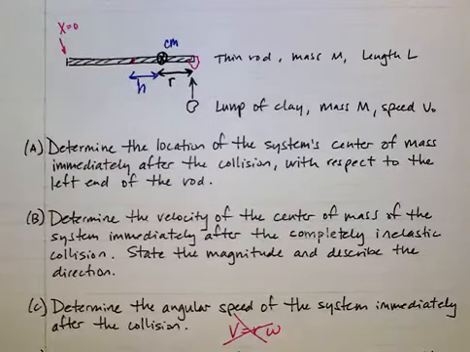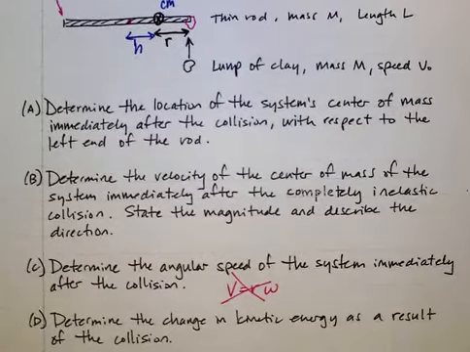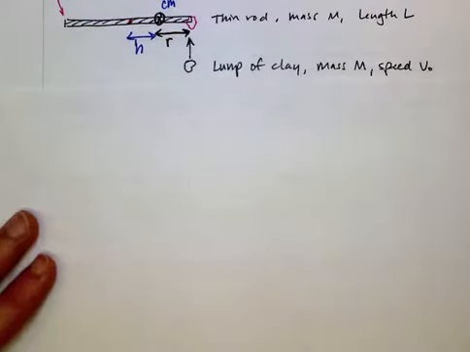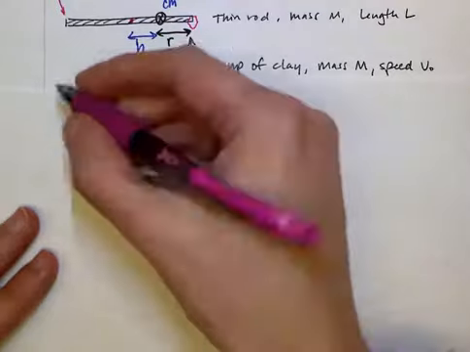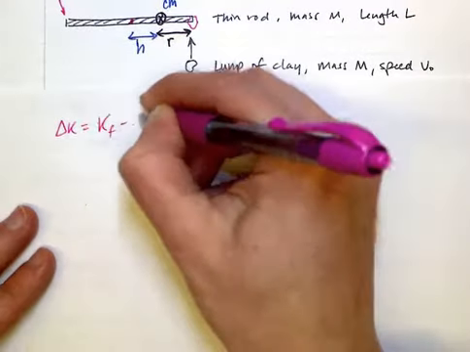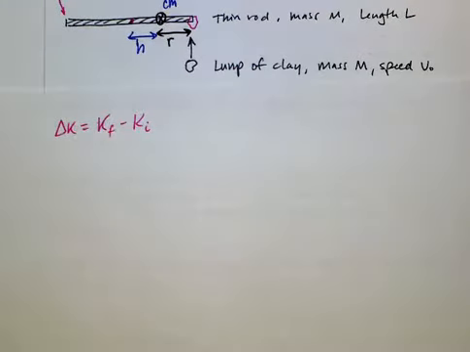Alright, let's continue on with this question. The goal down below here: determine the change in kinetic energy as a result of the collision. What we're going to need to be thinking about here is finding the change in kinetic energy as being the final minus the initial. So we want to find both of those values, the final value and the initial value.